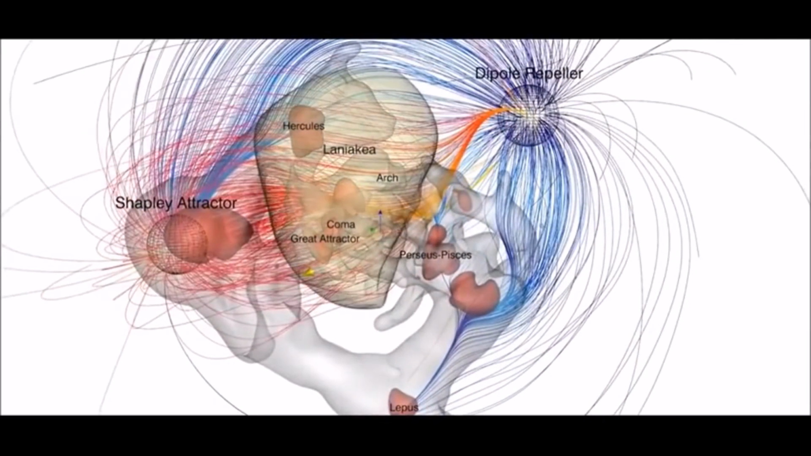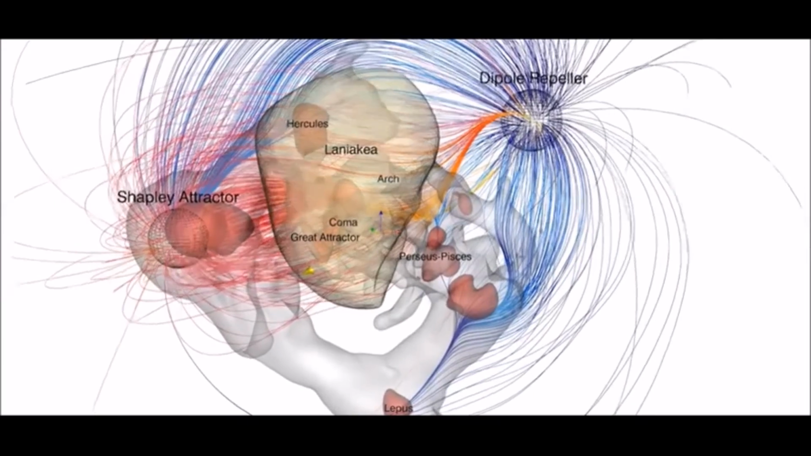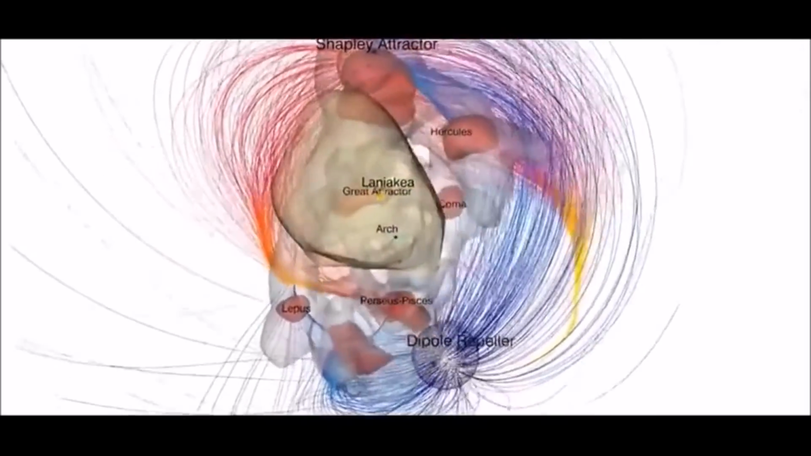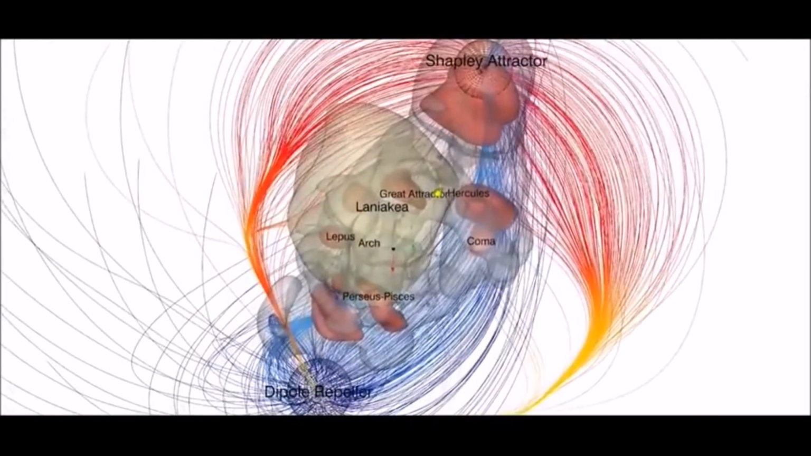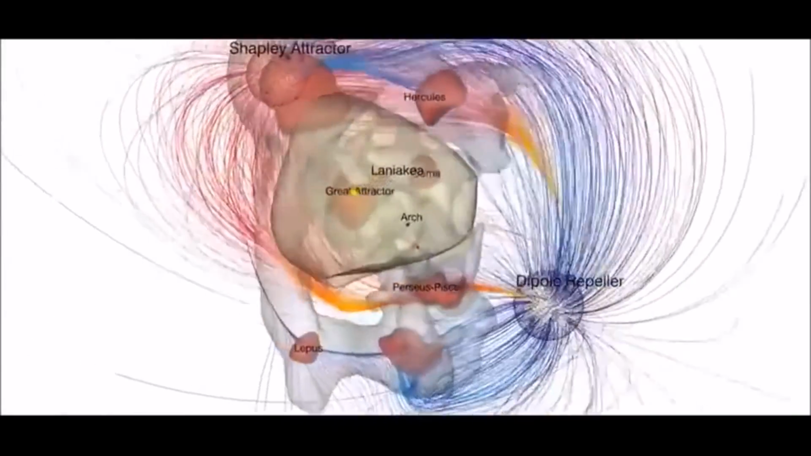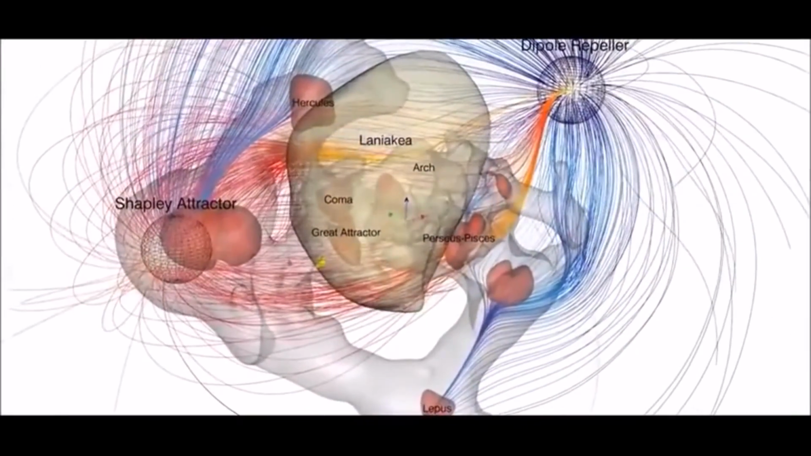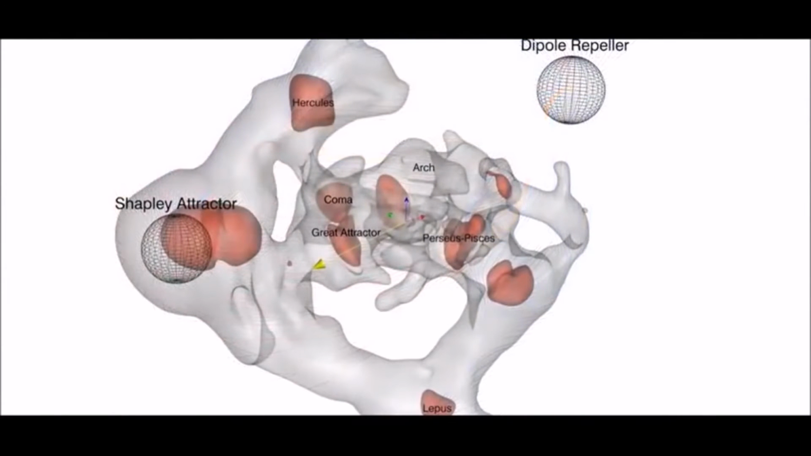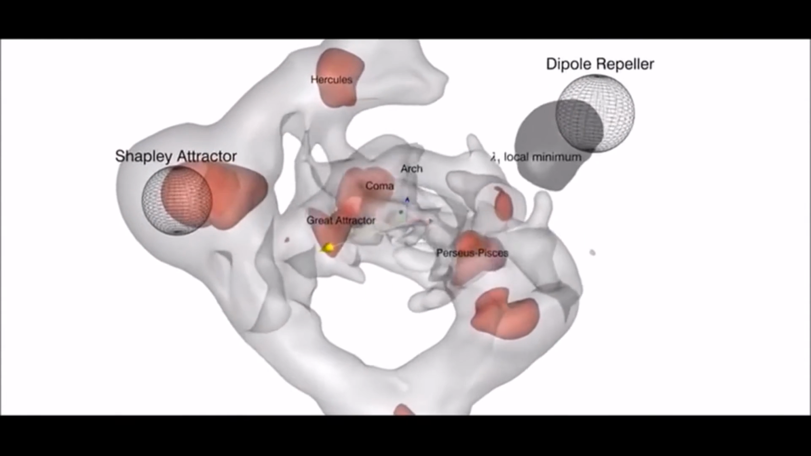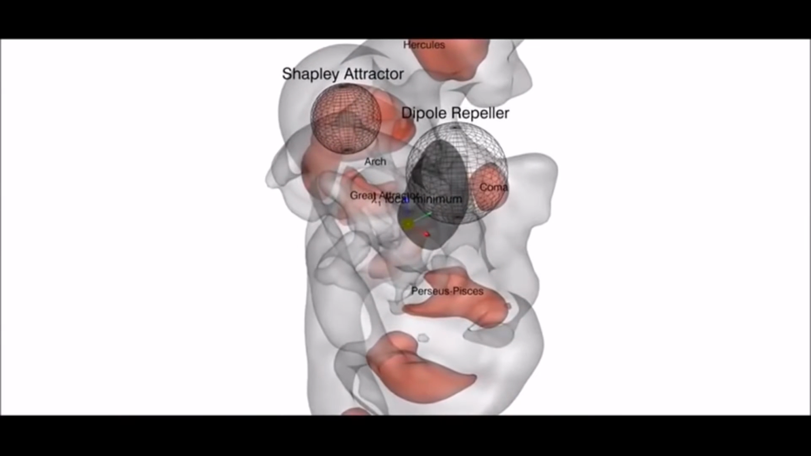The full extent of Laniakea, our home supercluster, is visualized. The dipole repeller is associated with a void reconstructed in the cosmic V-web. We rotate the view so as to align with the motion vector of the local group. This motion is aligned with the region of the dipole repeller.